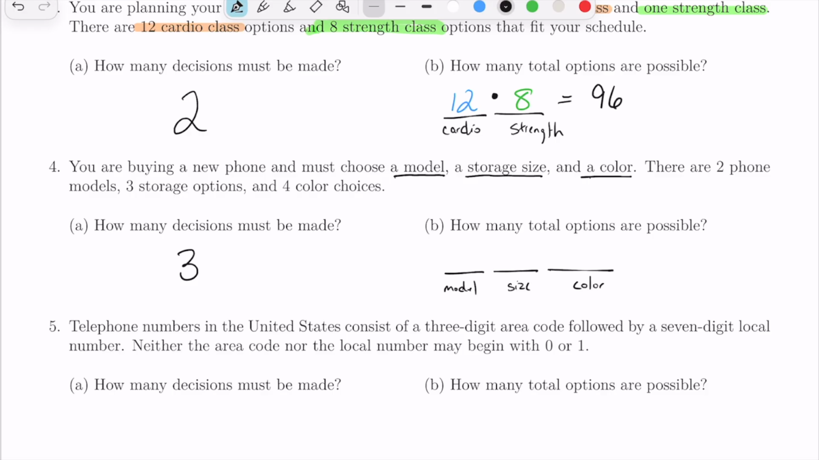Each of those blanks, I need to figure out how many choices I have for each one. It tells me there are 2 models, there are 3 storage options for the size, and there are 4 color choices. So when we multiply 2 times 3 times 4, that should get us 24 possible phones that we could get.